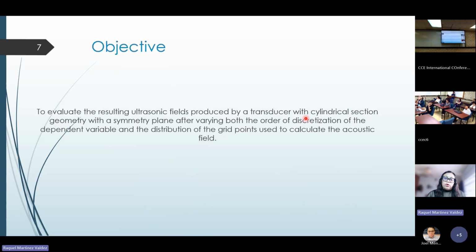The objective of this work was to evaluate the resulting acoustic fields produced by a transducer with cylindrical section geometry with a symmetry plane, after varying both the order of discretization of the dependent variable, that is the acoustic pressure, and the distribution of the grid points used to calculate the acoustic field.